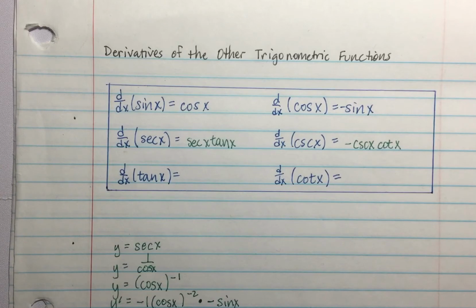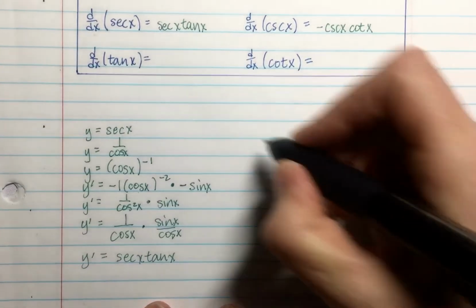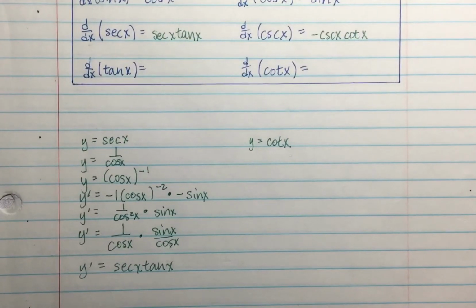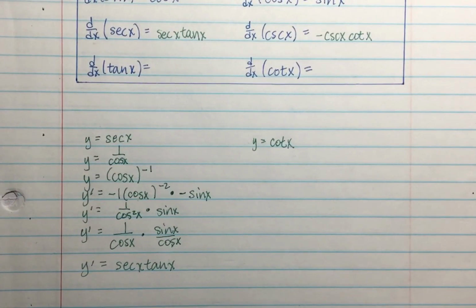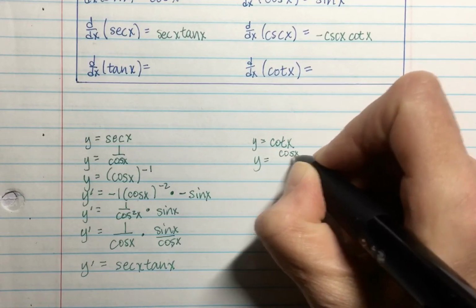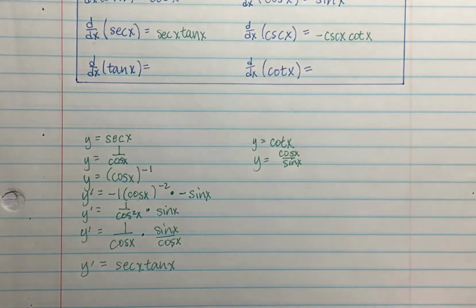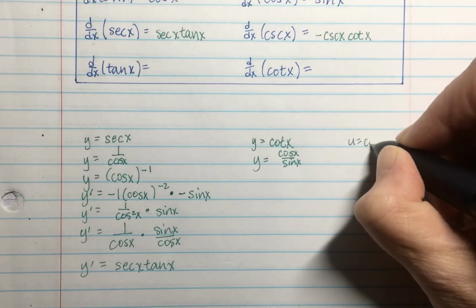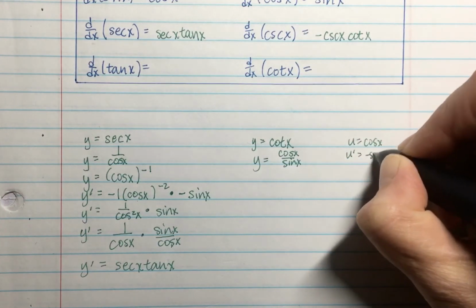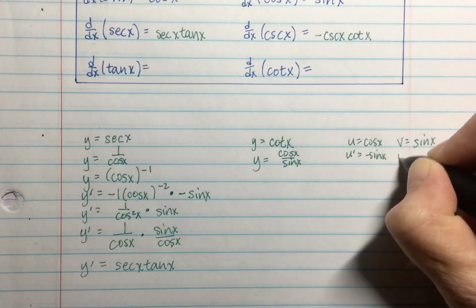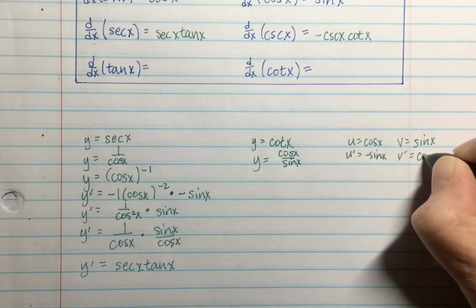Okay, let's take a look at the derivative of cotangent x. And I know you actually saw the derivative of tangent x in your last assignment. I was kind of sneaky like that. So I'm going to go with the definition of cotangent, which is cosine x over sine x. And then using my quotient rule, I have u is cosine x, u prime is negative sine x, v is sine x, v prime is cosine x.